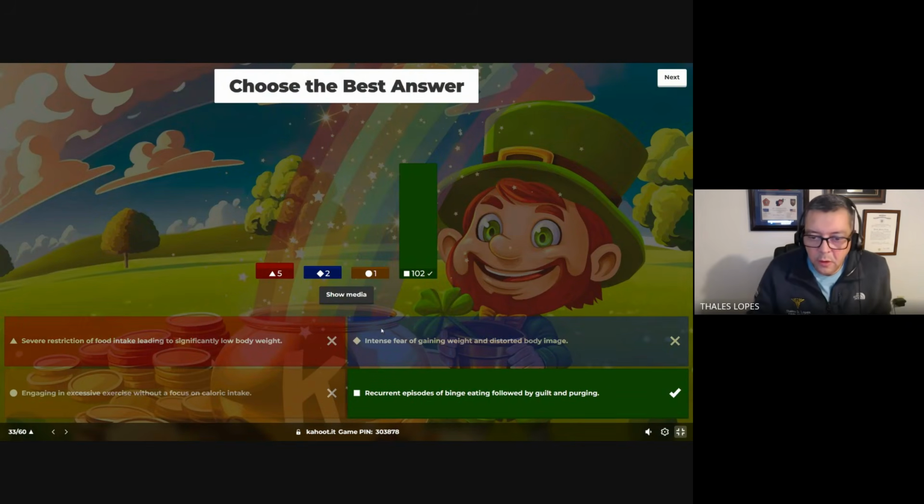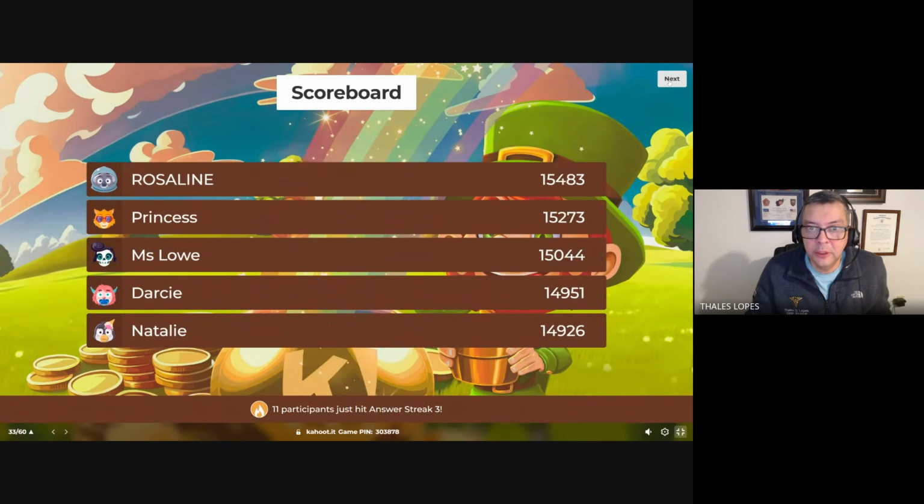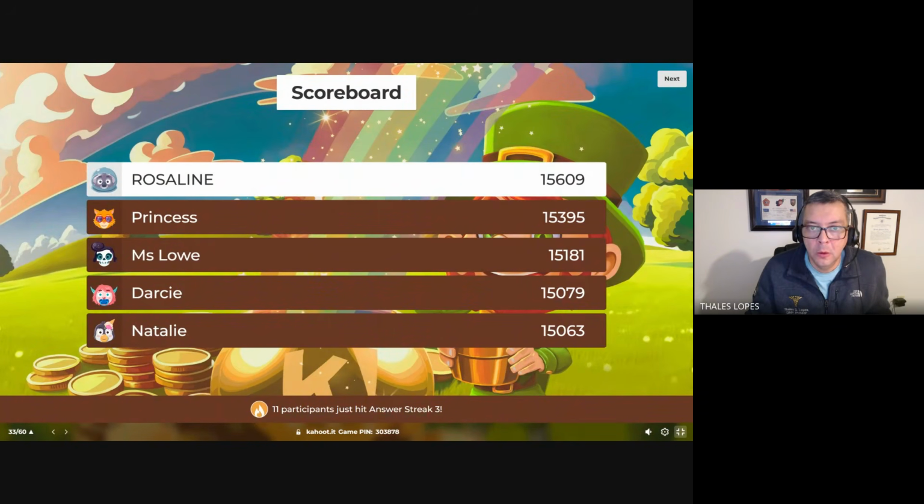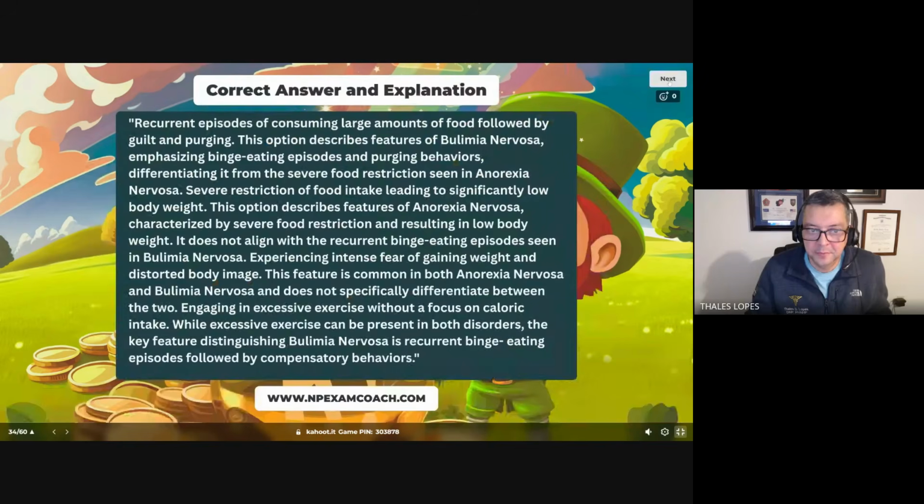Yeah, all the other three colors, right? Severe restriction of food intake, that would be anorexia. Engaging in excessive exercise, most likely anorexia. And fear of gaining weight, most likely anorexia. In fact, with bulimia, they have a normal or slightly above normal BMI.